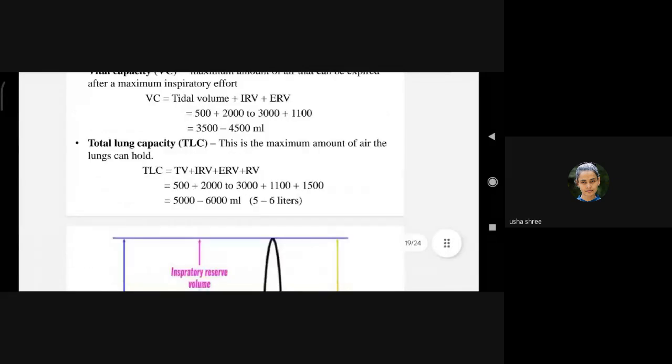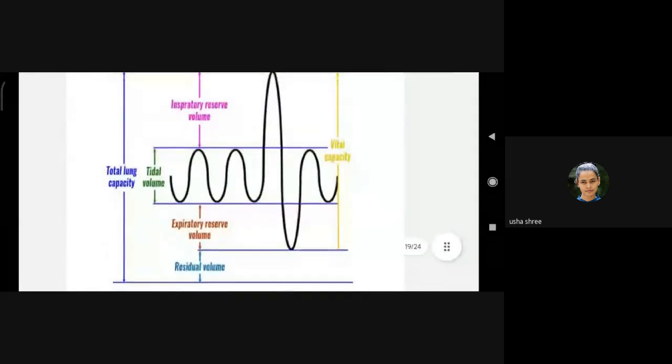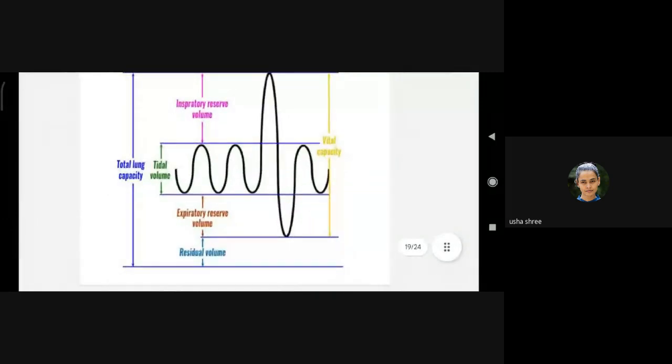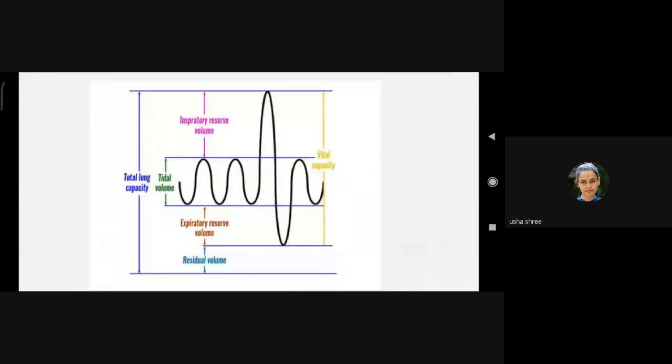Okay, now next is the lung curve. Total lung capacity is the area between the upper line and the lower line. Now, residual volume is 1500 ml. That is the last part, as we are seeing from the bottom.